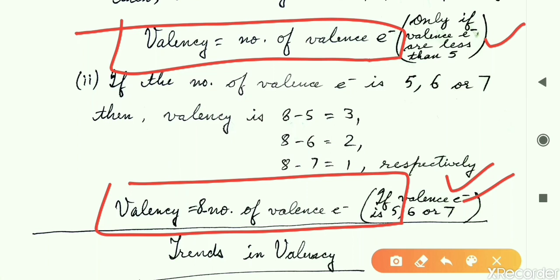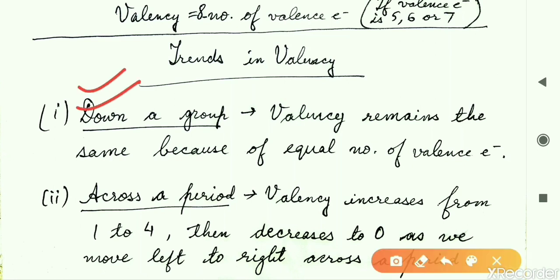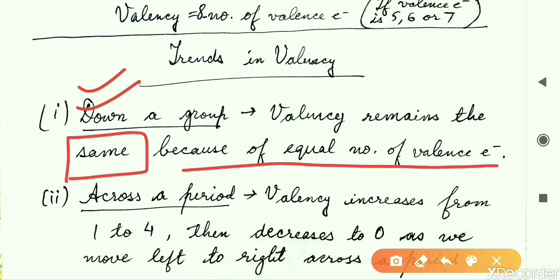Having learned how to calculate the valency, we will now see the trends in valency, which is related to periodicity itself. Let us see down the group. If we move downwards in a particular group, the valency remains the same because of the equal number of valence electrons. As we have seen, valency depends on the number of valence electrons, and in the same group the number of valence electrons is always the same. So the valency also remains the same for a particular group.